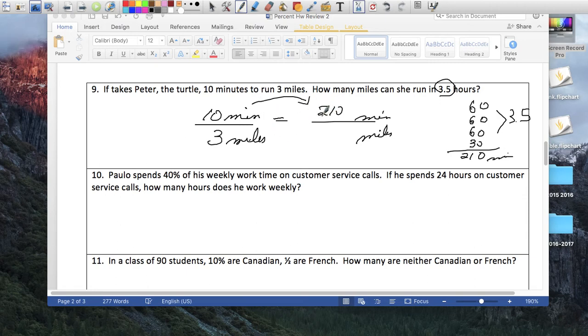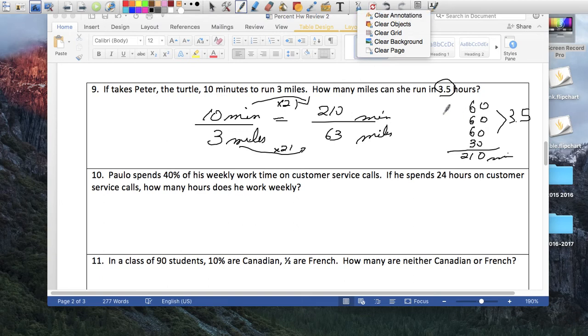10 to 21 to 210 is times 21. I multiply it times 21 at the bottom, and that gives us 63 miles. So in 210 minutes, that turtle could run 63 miles. Like I said, really fast turtle.